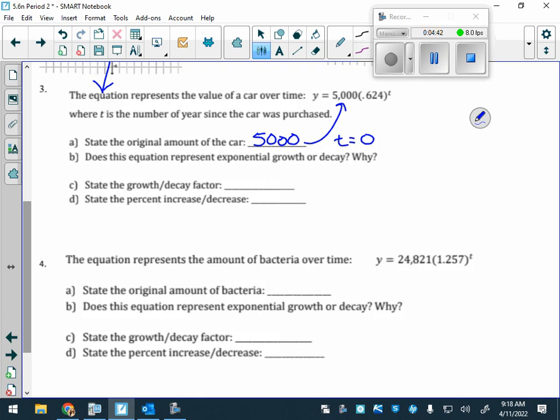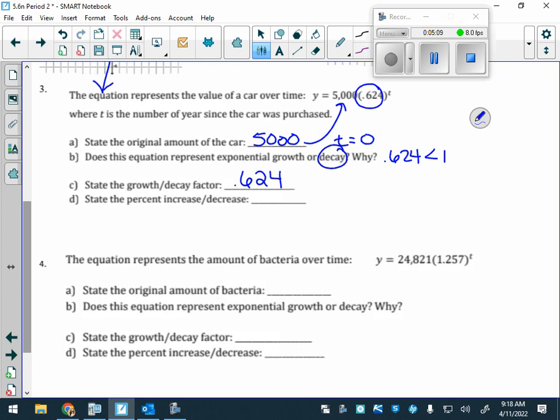Okay. Does this equation represent exponential growth or decay? Christian. What is it? Decay. Good. Because 0.624 is less than 1. Okay. Now state the growth and decay factor. That's what's in the parentheses, okay? So the decay factor is 0.624.